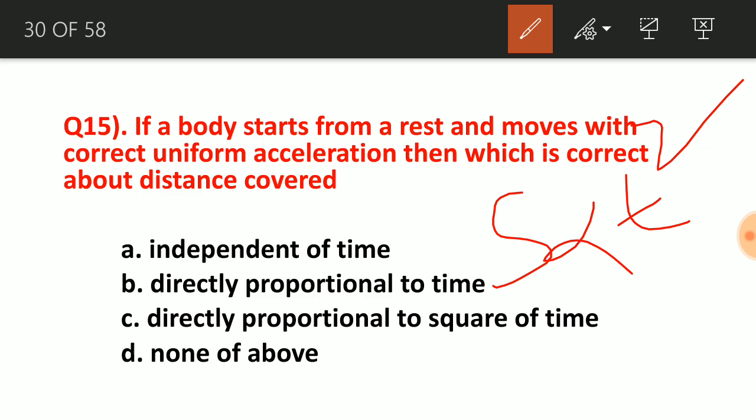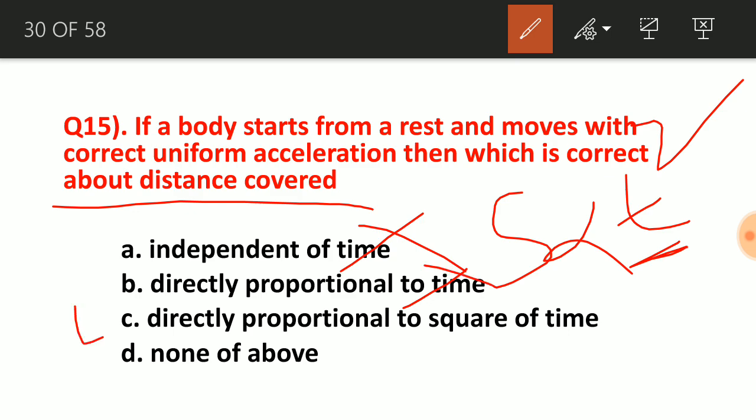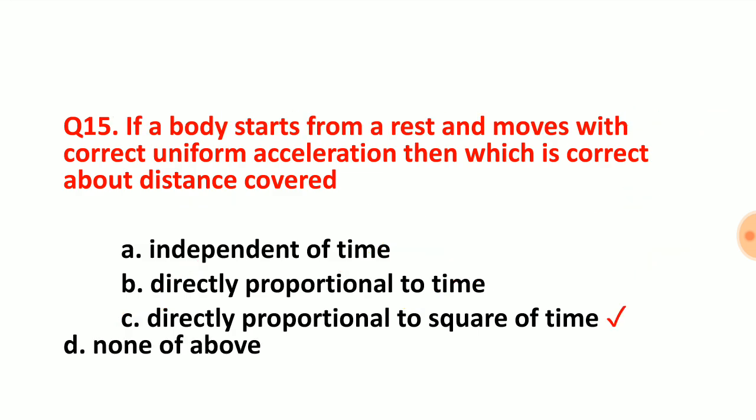Option choice A, distance travelled is independent of time. This is wrong, because it depends on time. Directly proportional to time is also wrong, because here is t square. Directly proportional to square of time is right. Option choice C is the right answer for question number 15, because the body is starting from rest and its acceleration is uniform.